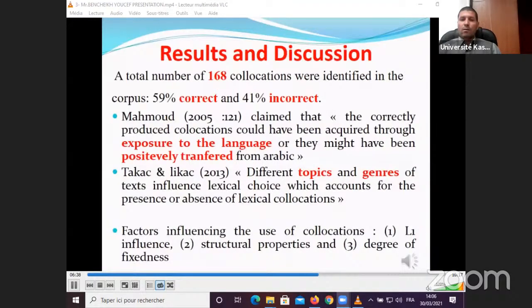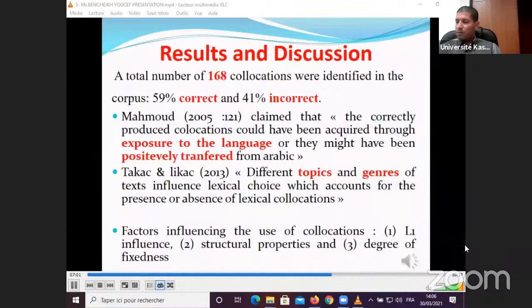Takak and Ligak, 2013, stated that different topics and genres of texts influence lexical choice, which accounts for the presence or the absence of lexical collocations, which is the case in our corpus. For example, factors which have influenced the use of collocation are first, the influence of the mother tongue, positive or negative; second, the structural properties of collocations; and third, the degree of fixedness of these collocations.